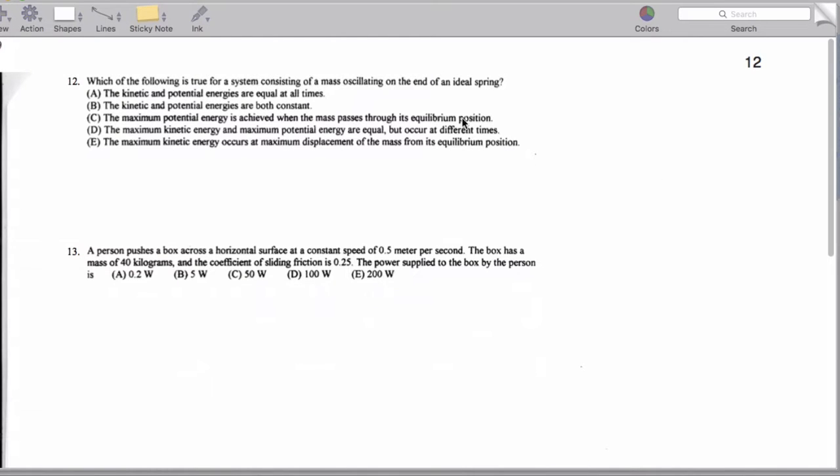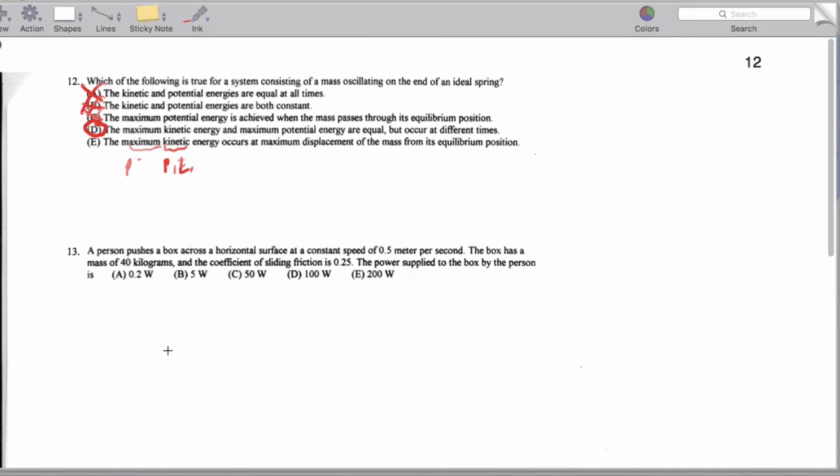All right, number 12. We have a mass oscillating on the end of an ideal spring, and we want to know which statement is true. The kinetic and potential energies are not equal at all times. They're not constant. This is not when we get maximum potential energy. Now, the maximum kinetic and potential energies are equal, but they occur at different times. That is absolutely true. This would be true if this were the maximum. If we change the word kinetic to potential, then E would be true.